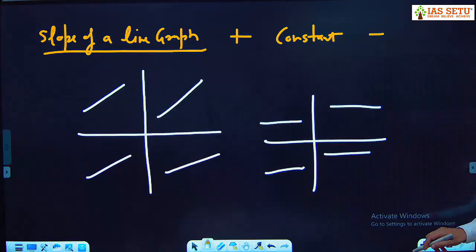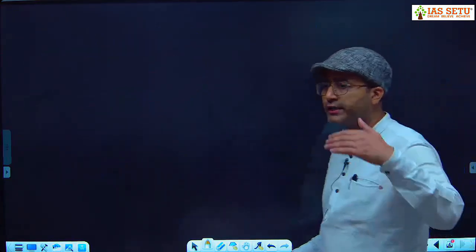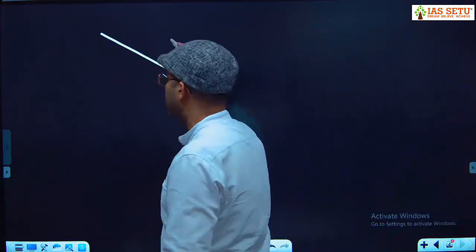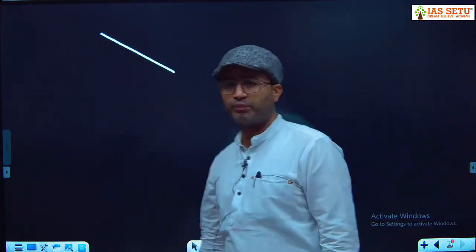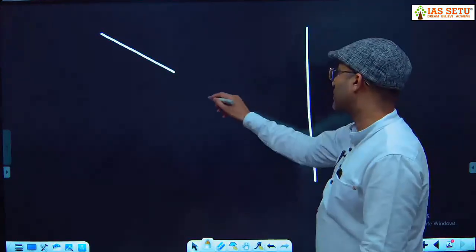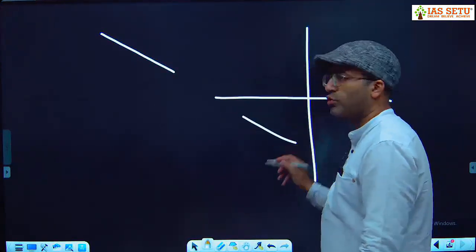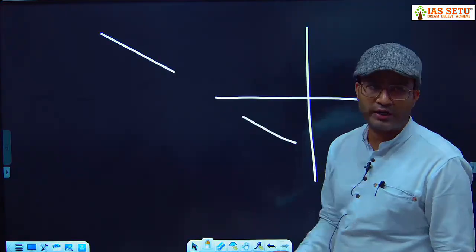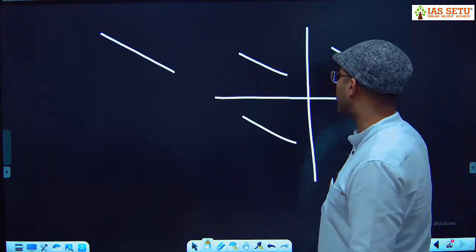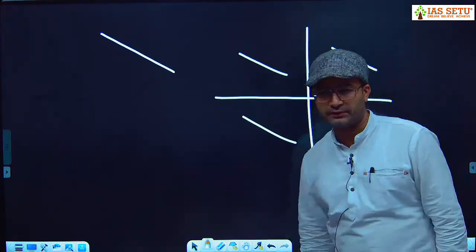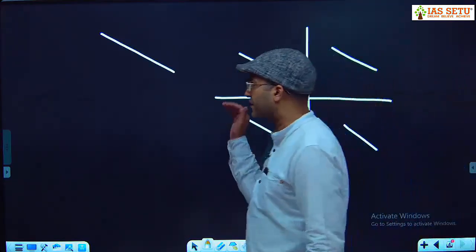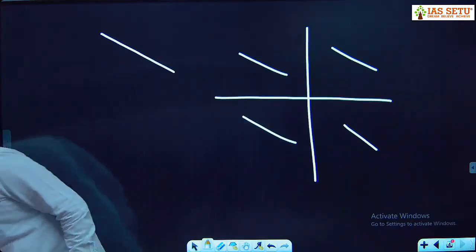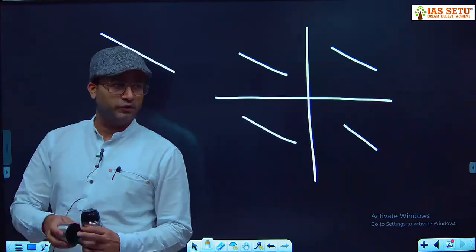Whereas a negative slope graph, from left to right, should decrease in trend. Such a line that decreases from left to right is called a negative slope. And here some students feel a negative slope graph exists only in this quadrant, but it is also not quadrant specific. A negative slope graph can be in any of the quadrants. Fine.